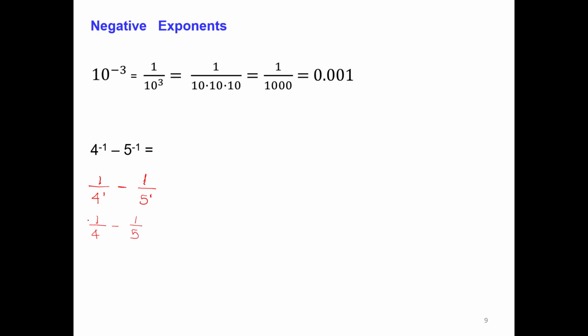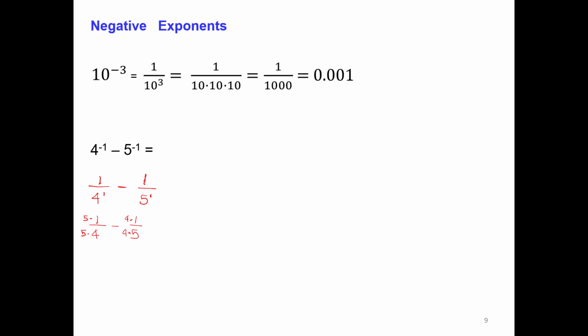Now we need to solve this expression. Then we need to know how to add fractions. To add fractions or to subtract fractions, we need a common denominator. Then we need to find the LCD, or the least common denominator. The least common denominator of 4 and 5 is 20. Then we want 20 as the denominator. To do that, we need to multiply the first fraction by 5, and we need to multiply the second fraction by 4.